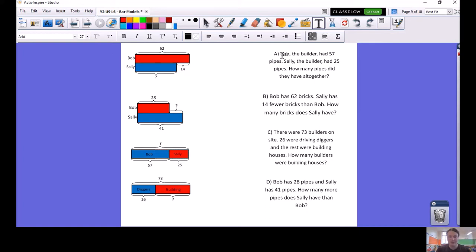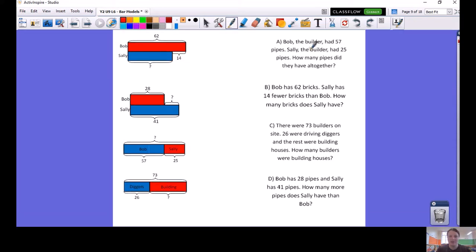I'm going to read the question. Bob the builder had 57 pipes. Sally the builder had 25 pipes. How many did they have all together? Now I know that when I underline my key information, as soon as I see the words all together, that means to add. If I'm adding, I have two parts and no whole. So I'm looking for a representation that doesn't have a whole. This one and this one don't have wholes. They have two parts.